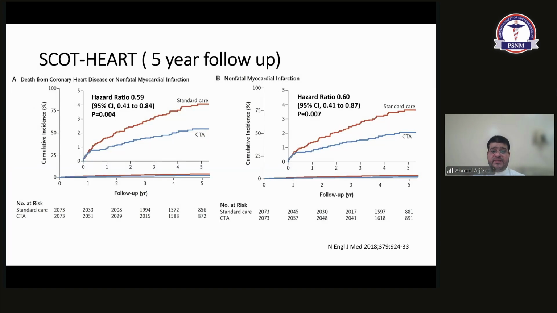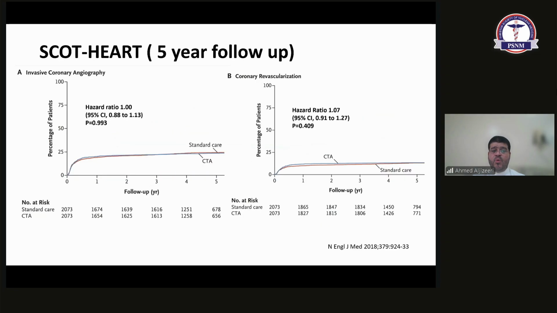This has also been seen in 5 years follow-up, where again, patients who had CT angiogram had a lower chance of death from coronary heart disease or non-fatal myocardial infarction, compared to standard of care. Now, one would worry that this approach may lead to an increase in the downstream utilization of testing, and this was not the case in patients who underwent randomization in the Scott-Hart study. So you can see both invasive coronary angiography and coronary revascularization were similar in both groups, whether one was assigned to CT angiography versus standard of care.